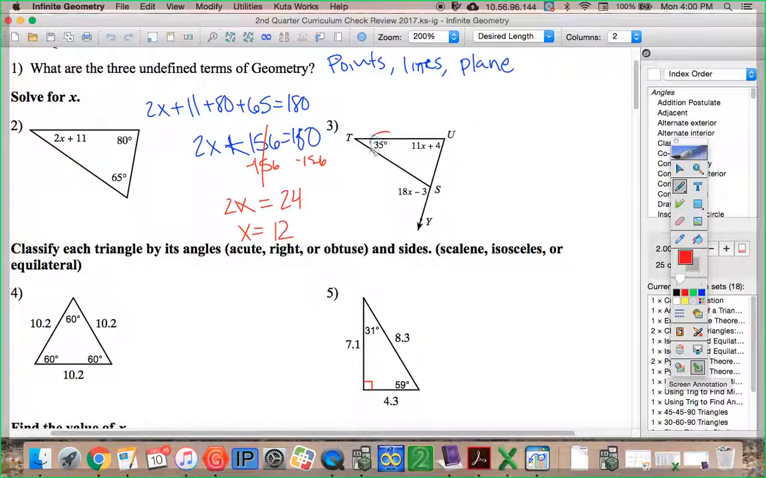This one is the exterior angle theorem, which says that the 2 angles added on the inside should equal the one on the outside. So 11x plus 4 plus 35 equals 18x minus 3. So I'm going to add those together. I get 11x plus 39, and that equals 18x minus 3.